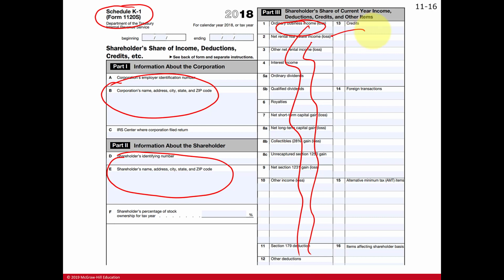This will probably go to a Schedule E for the individual shareholder, and then eventually be transferred to a Schedule 1, and eventually onto the 1040 group with the other income of the individual taxpayer. Let's stop here, and when we come back in part 2, we'll get into more detail of how to allocate income and deductions among the shareholders.